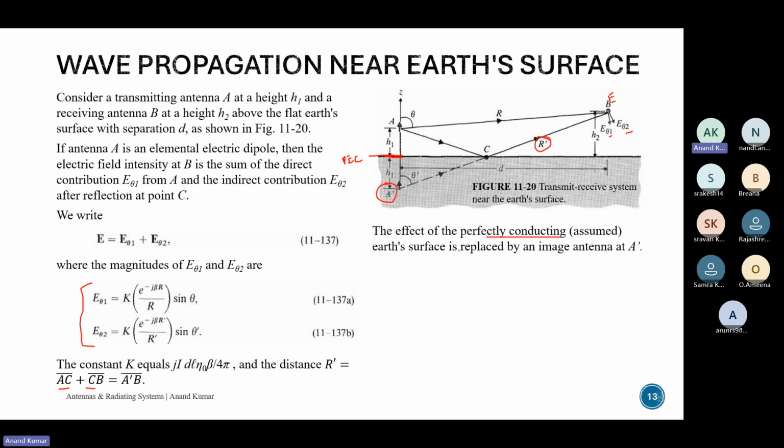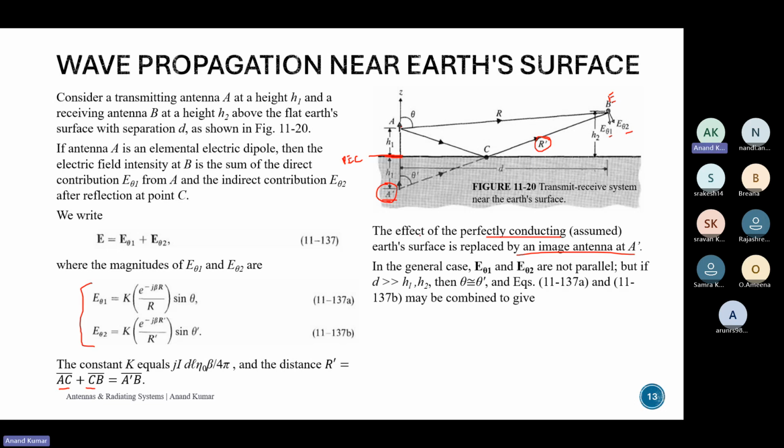Now the effect of the perfectly conducting Earth surface is replaced by this image antenna A dash over here. In the general case, these electric fields E01 and E02 are not parallel, but for large distances, considering D is much greater than H, these two lines can be considered parallel, and hence these electric fields will be parallel. And in that case, we can directly add them. This is an approximation we are making to simplify our lives.